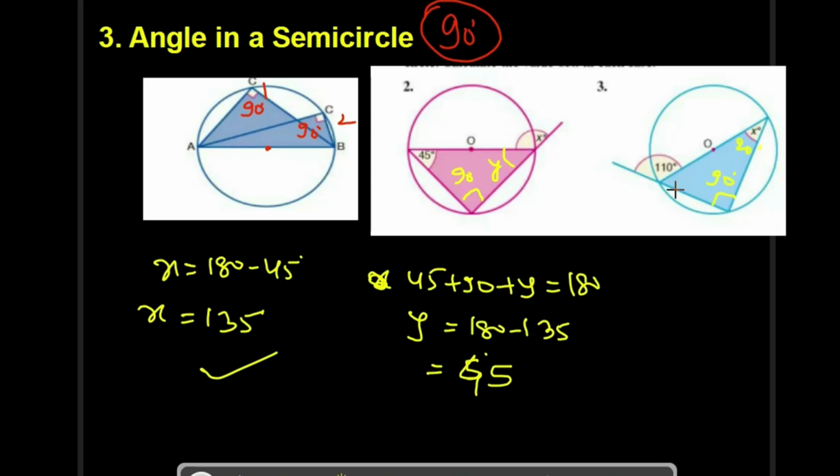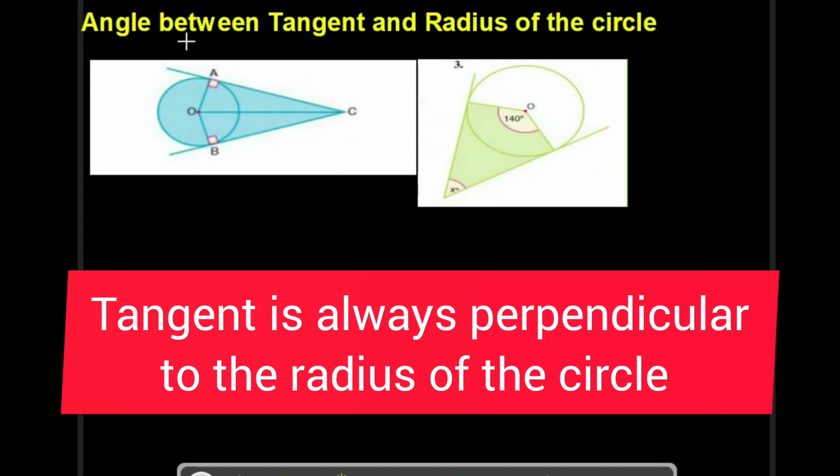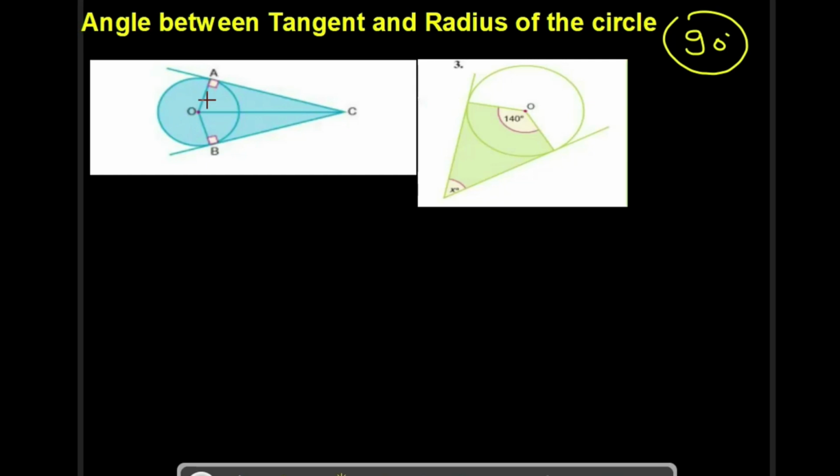Okay, similarly here it is going to be 90. So this is going to be 20, right? Because 110, so this is going to be 70. 90, 70 and 20. Like this way we can write. Angle between the tangent and the radius of the circle. So angle between the tangent is always going to be 90. Okay, tangent is always going to be perpendicular to the radius. That means this is 90 degree.